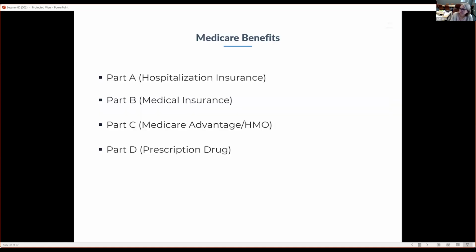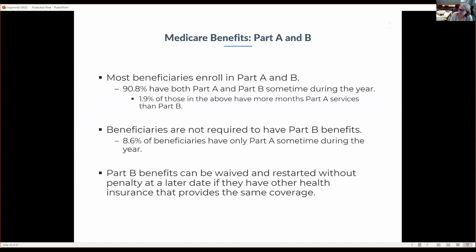So, enrollment information. Now, we spent the morning talking about Part A, Part B, Part C, and Part D. And in fact, this is the file, the ABCD file, as we call it, where you'll get that information. Most beneficiaries will have Part A and Part B. About 91% have both A and B at some point during the year. Those who have more of one tend to be more A than B.